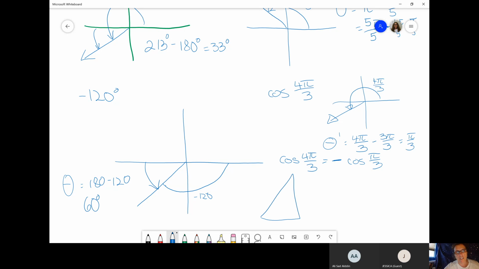If I have nothing handy, no calculator, no unit circle, I make myself a triangle. Pi over 3 is 60 degrees. So here is 30, here is 60, here's 1, 2, square root of 3. So the cosine of 60 degrees, of pi over 3, is 1/2. But because we are in quadrant 3, it's negative 1/2. One simple little triangle I can derive everything from.